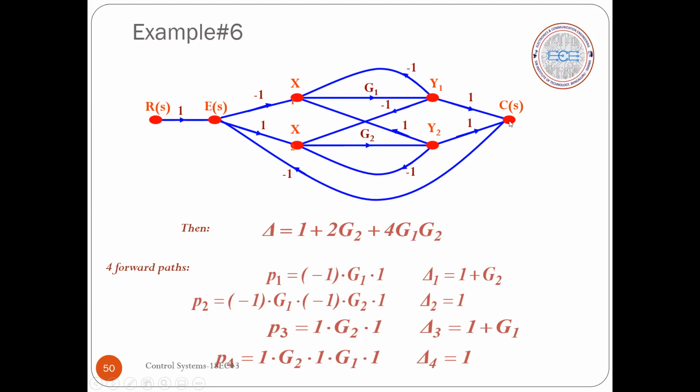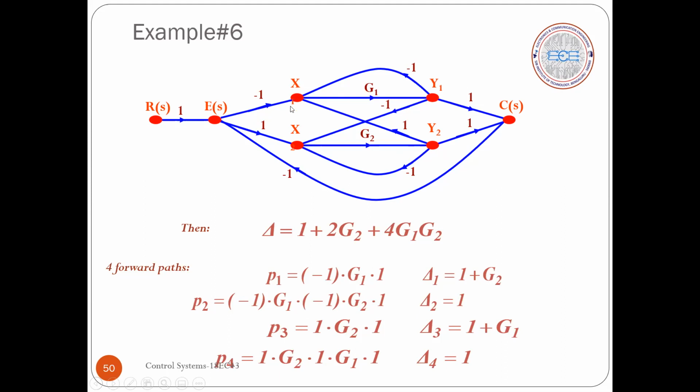I repeat once again, the first forward path: R of S to E of S, E of S to X1, X1 to Y1 and C of S. That is the first forward path. Second is R of S to E of S, E of S to X2, X2 to Y2, Y2 to C of S.